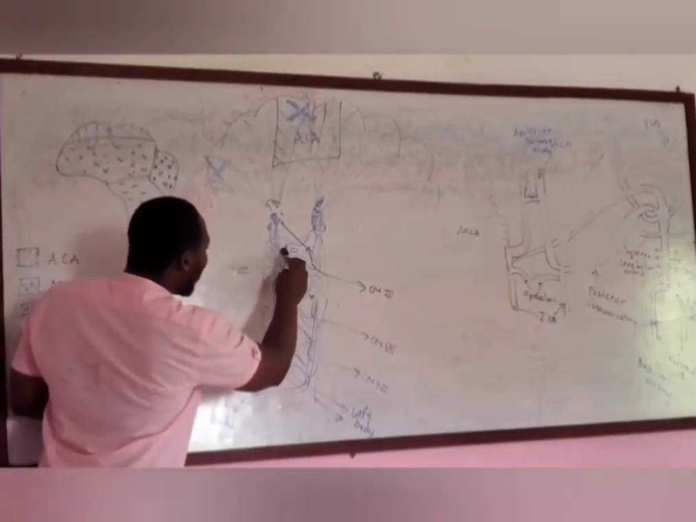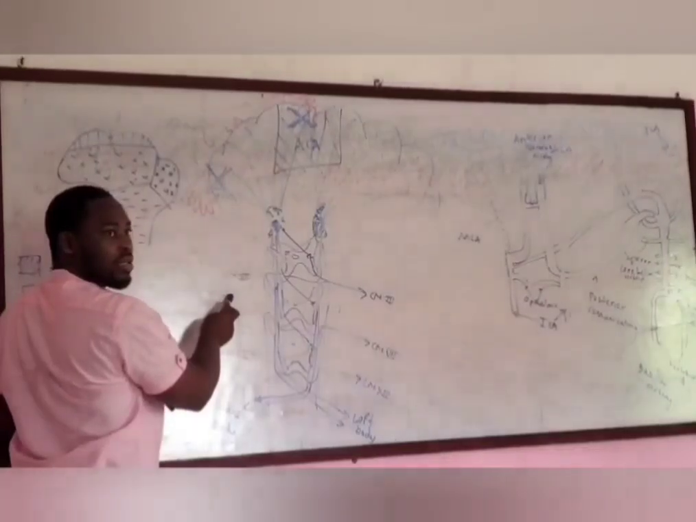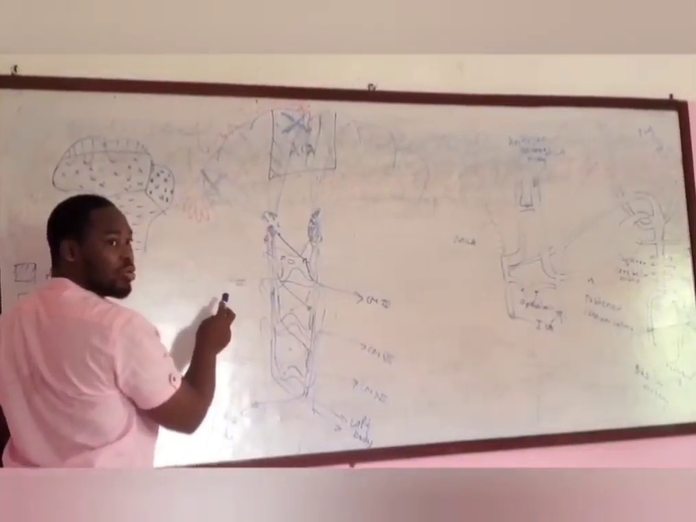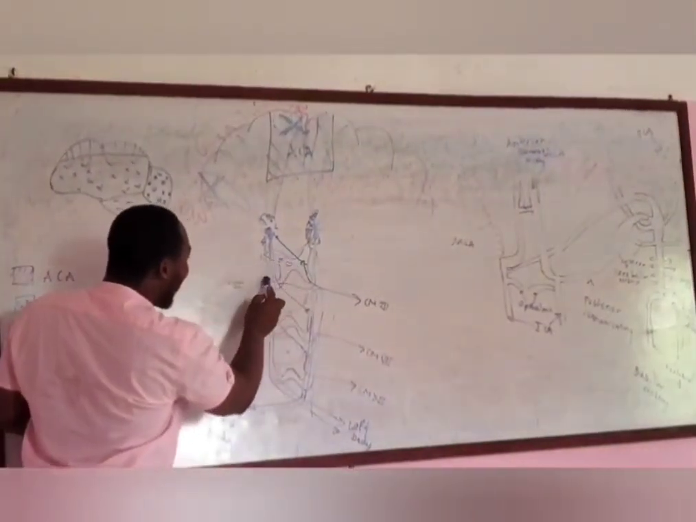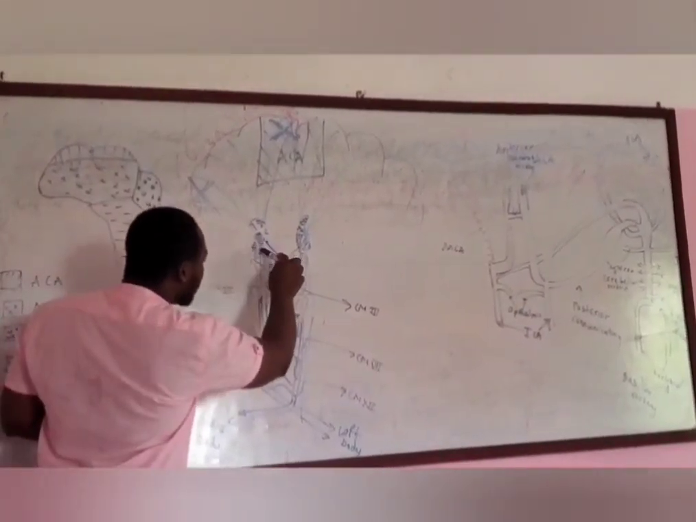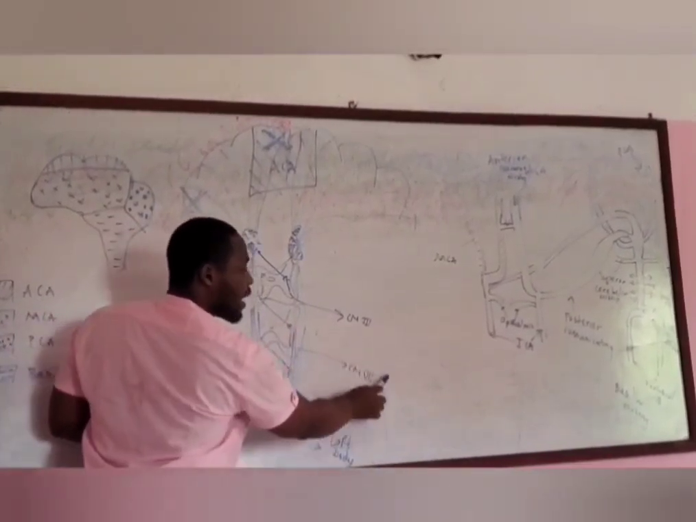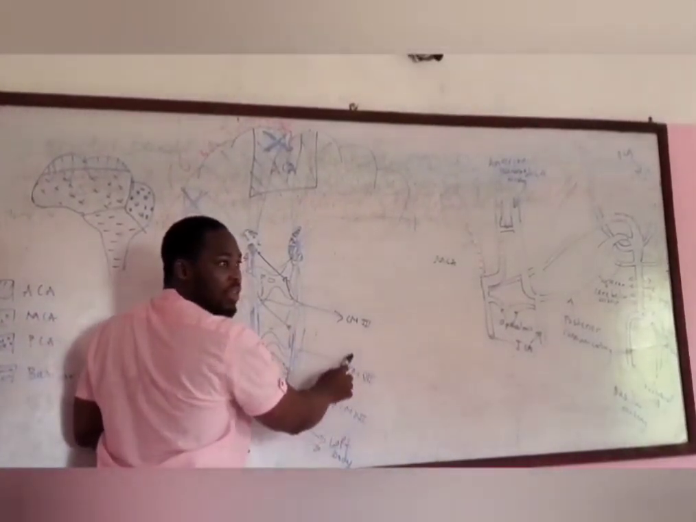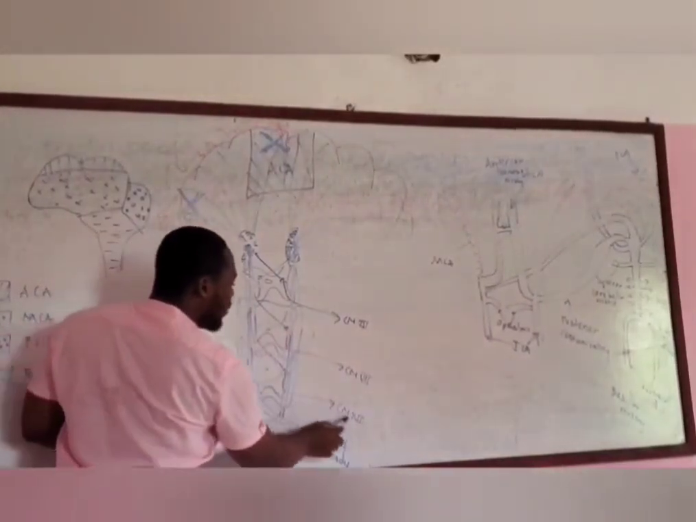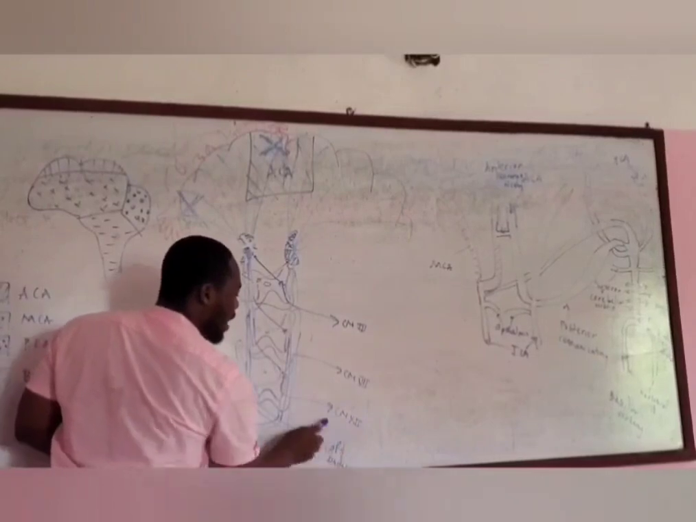It is the right cranial nerve 3 that is affected. Cranial nerve 3 is what? Oculomotor. It is the right cranial nerve 3 that is affected. Now look, this fiber continues. You see, the left cranial nerve 7 is affected. The left hypoglossal nerve is affected. And the left side of the body is affected.